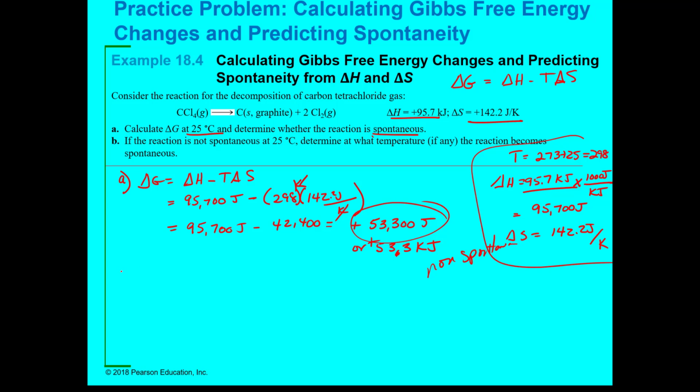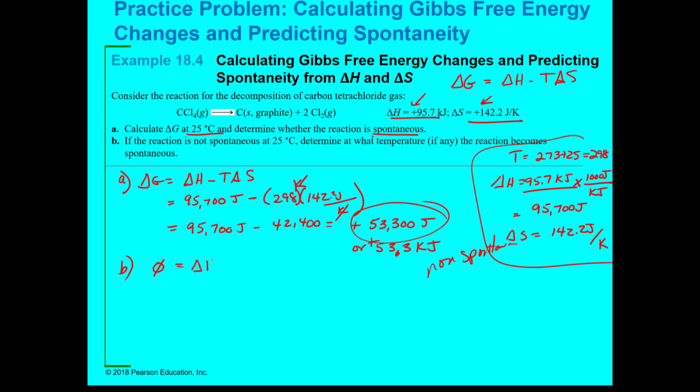Now the second part of this is interesting. The second part says if it's not spontaneous at 25, which we just showed it wasn't because it had a positive delta G, at what temperature, if any, will the reaction become spontaneous? So I'm looking at that and I have a positive, positive, so that should be spontaneous at high temperatures. So what you do is you set delta G to 0, okay? Because anything lower than that is going to be a negative number, right? So then I can solve for T.